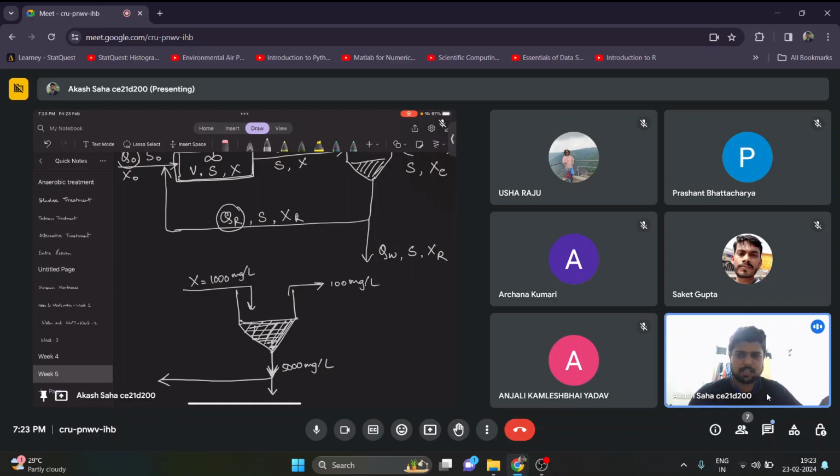So that's why both of these flows will have the same XR. These are just two flows. It is not like the concentration will divide or something. It will be the same concentration. Okay, am I clear?